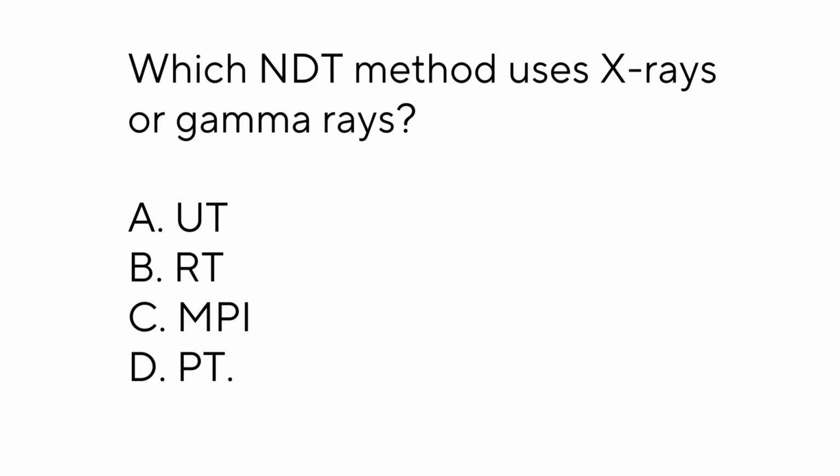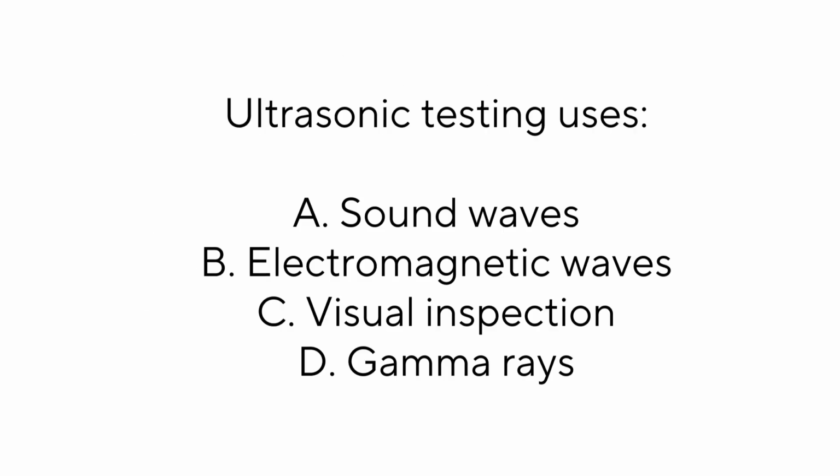Which NDT method uses X-rays or gamma rays? A. UT, B. RT, C. MT, D. PT. Answer: B. RT.